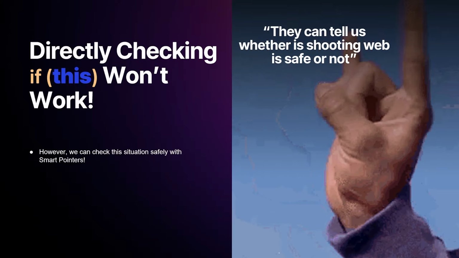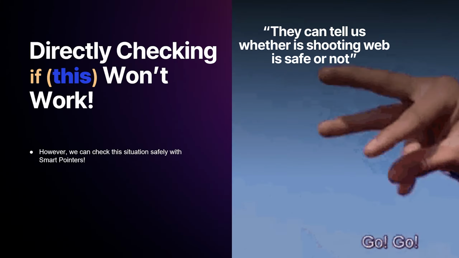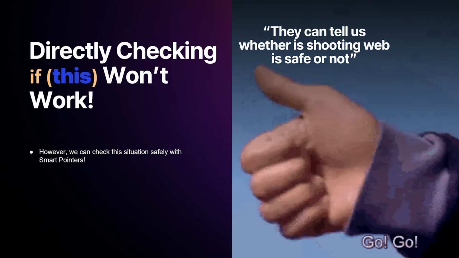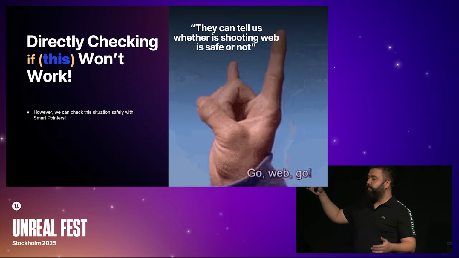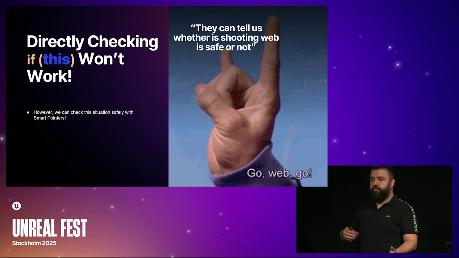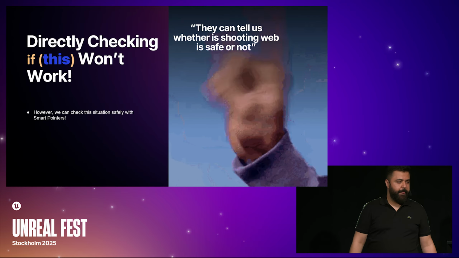So this is actually how you can get those random and hard to reproduce crashes. And unfortunately, checking if this is valid won't work. Because by checking this, in this case the destroyed F-runnable, you are still trying to access memory which is no longer valid.